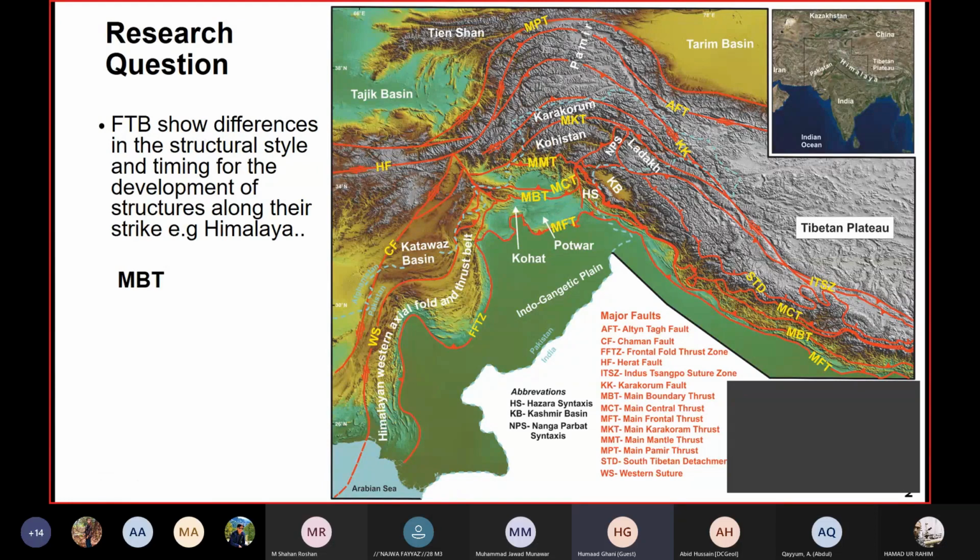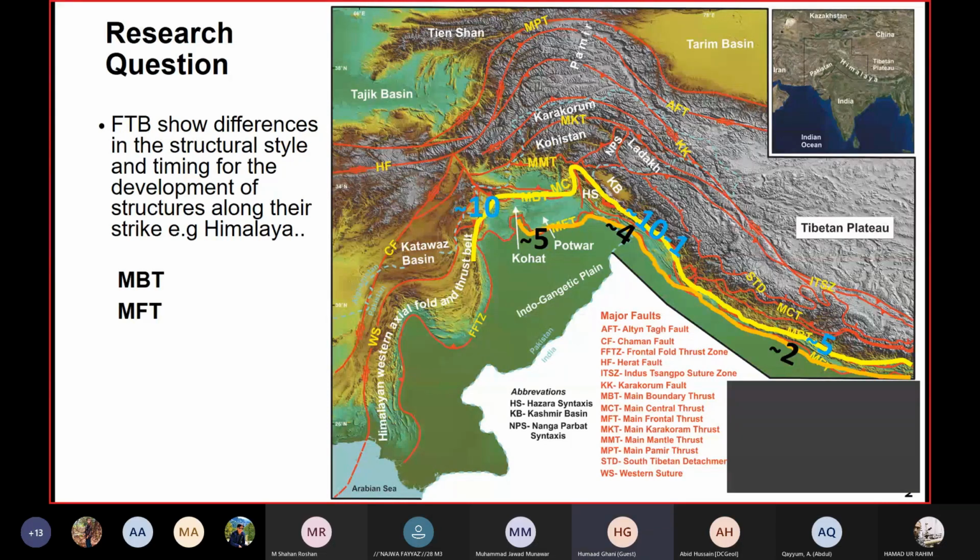And also when you look at the timing when these faults formed, we see that the MBT formed around 5 million years ago in central Himalaya and about 10 million years ago in the northwestern and western Himalaya. And there are new data that suggest that these main boundary thrusts have been reactivated after their first generation at 10 million years. Same is the case with the Main Frontal Thrust. It developed about 2 million years ago in the central Himalaya, which is nearly accommodating all the convergence between India and Asia today. And when you come towards the western side, there are older ages associated with the formation of the Main Frontal Thrust.